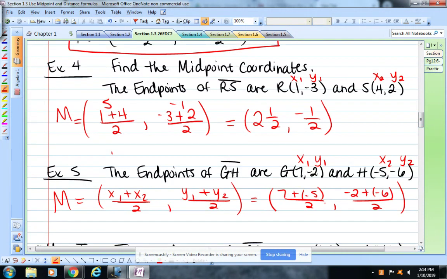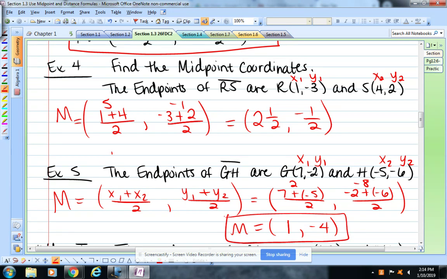All right, I'm just going to simplify it a little bit above it. So what is 7 plus negative 5? 2. And go ahead and tell me what's 2 divided by 2. So the X coordinate of my midpoint is 1. And what is negative 2 plus negative 6? And what is negative 8 divided by 2? Negative 4. So (1, negative 4) is my midpoint for that segment.